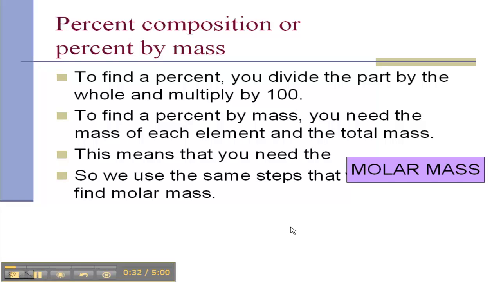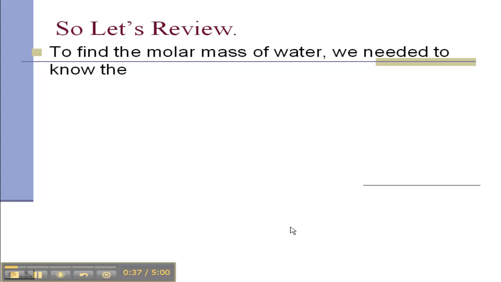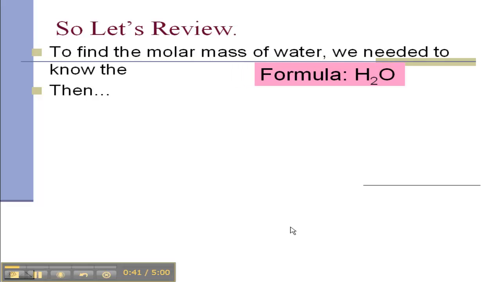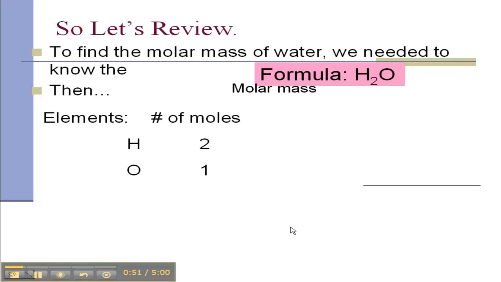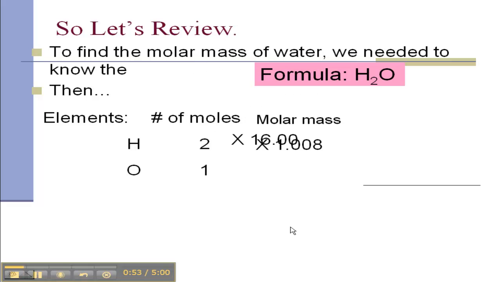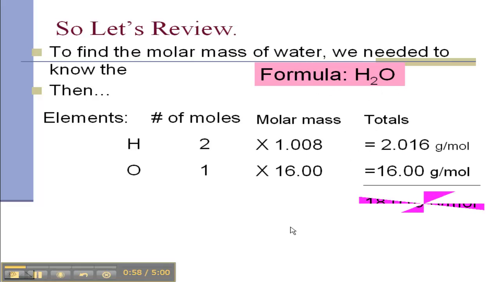So we're going to use the same steps that we used to find our molar mass. Remember, to find the molar mass of water, we had to know the formula, which is H2O. Then we listed our elements, hydrogen and oxygen. We listed our subscripts, 2 and 1. We looked up the molar masses from the periodic table, and then we got our totals. Then we added those together. So now we know the part that is hydrogen and the part that is oxygen.